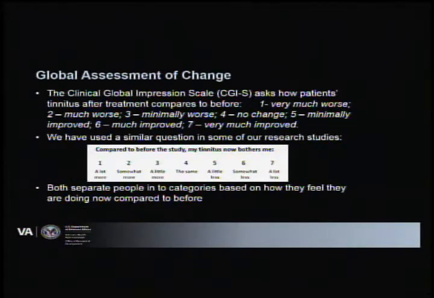Let's talk a little bit about global assessment of change. So I've been talking about taking a look at people's subjective impressions of whether or not they're doing better after they've had some kind of intervention for tinnitus. Something that's starting to show up in the literature more often is a clinical global impression scale. And this isn't something we developed. It asks patients, if they think about their tinnitus after treatment compared to before, would they say it's very much worse, minimally worse, no change, minimally improved, much improved, or very much improved?